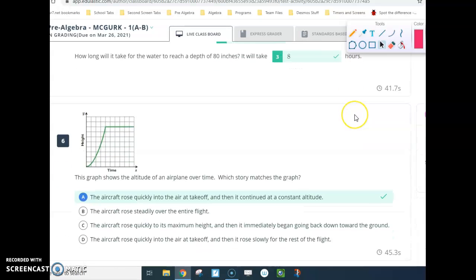Question 6, you have to just pick the statement that best matches the graph. This here at the beginning shows that the aircraft rose quickly and then it continued at a constant altitude because we're measuring height and time. So quick rise and then constant altitude.